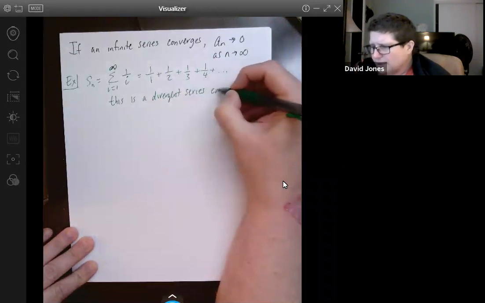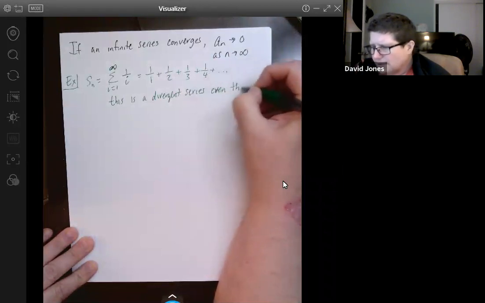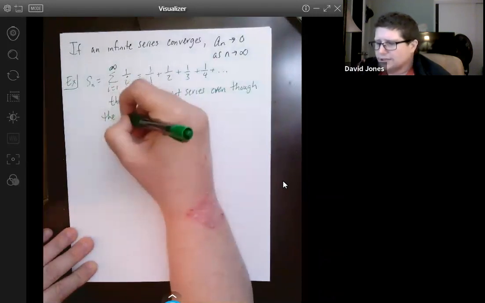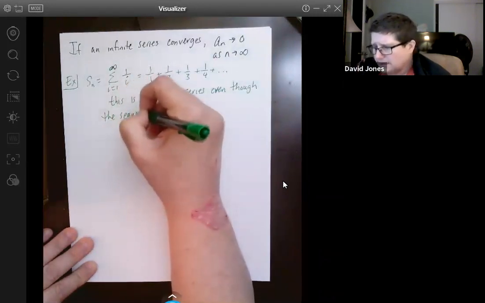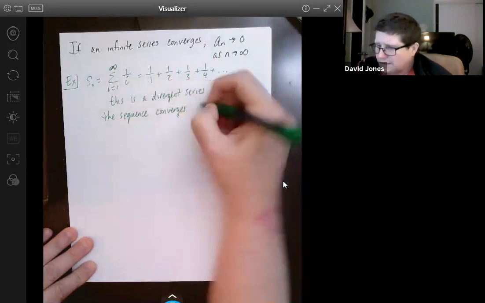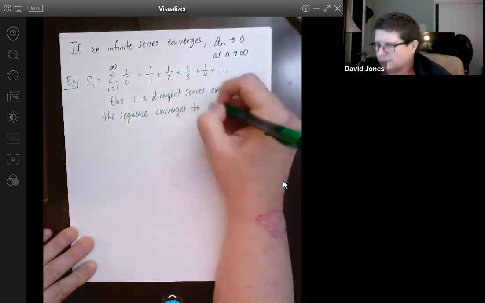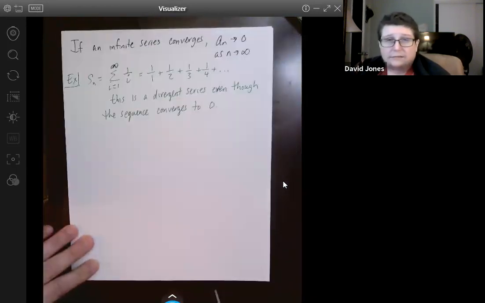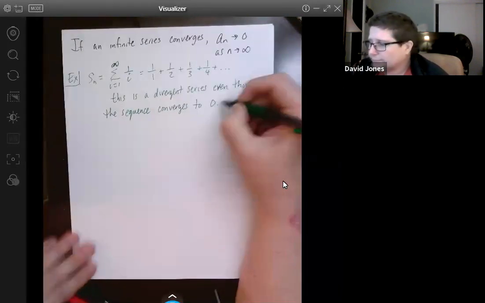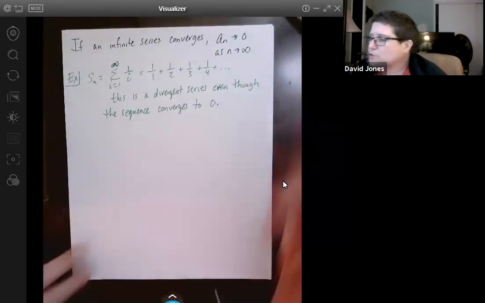Even though the sequence converges to 0. Okay? This is deep. This is one of those weird ones. This is abnormal or unusual.